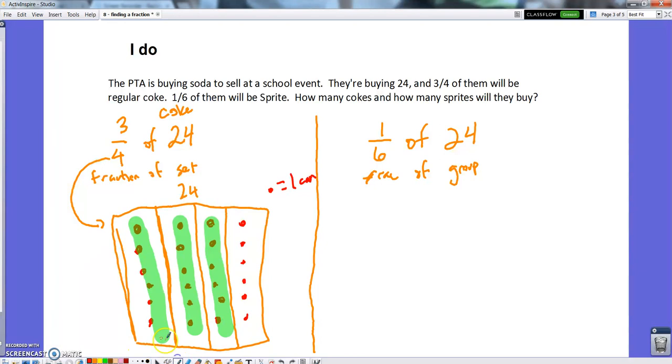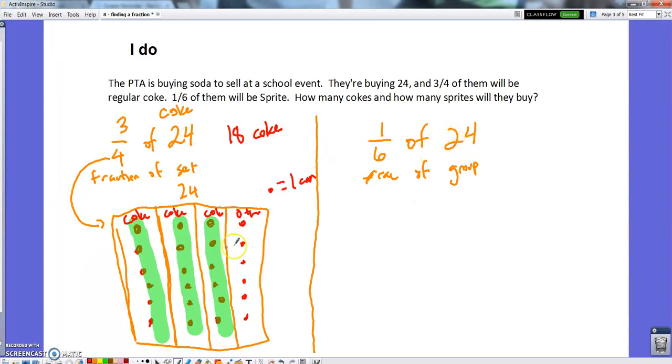I split it into fourths, and 3/4 are Coke. Coke, Coke, Coke, and everything else other. And so now I can count out how many Cokes there are. 1, 2, 3, 4, 5, 6, 7, 8, 9, 10, 11, 12, 13, 14, 15, 16, 17, 18 are Coke. Makes sense? Let's do another.